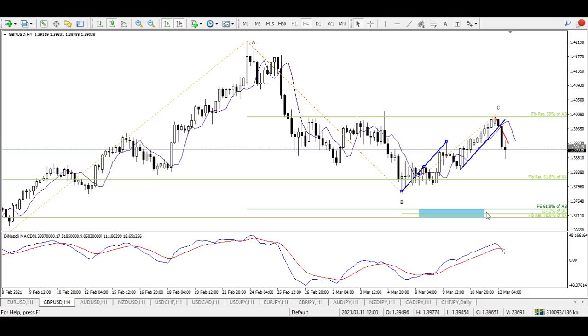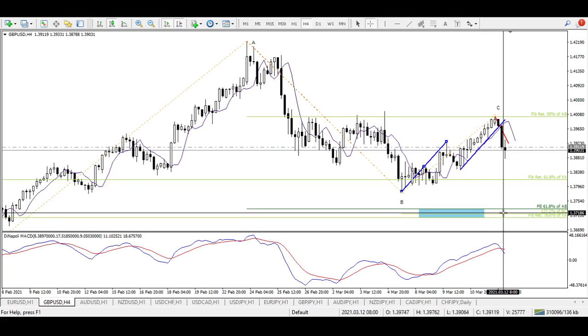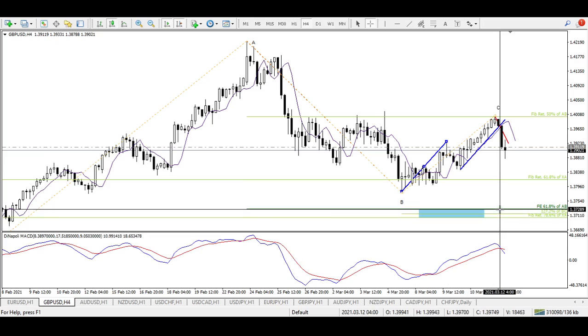So I am placing my target at the very first line, neither at 78.6% of XA nor at 127.2% of BC, but at the nearest target, 61.8% of AB, because I just want to exit as soon as possible, because nobody knows when market can return, or nobody knows what news can perhaps impact the trade in upcoming days. However, I saw the calendar and scheduled events.